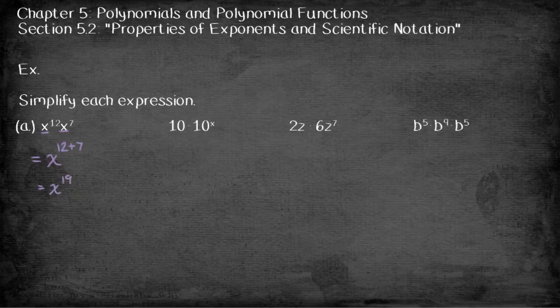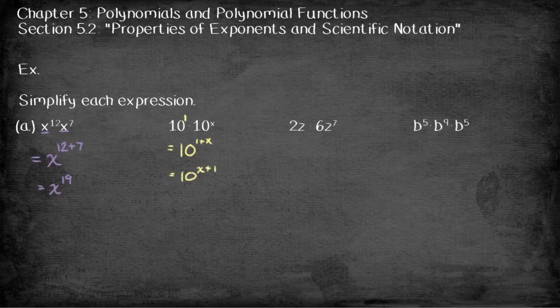Next up, I have 10 times 10 to the x. Remember that when we see a number by itself, it secretly has an exponent of 1. So we have the same base being multiplied together, 10 and 10. We've got to add the exponents. So this is 10 to the 1 plus x, or if you're a snob, 10 to the x plus 1.